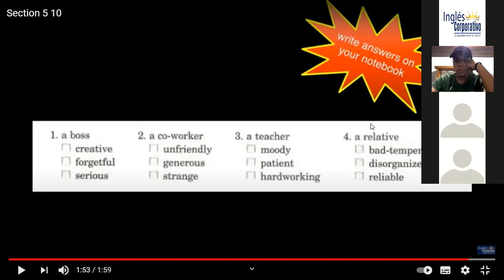Let me see who else wants to participate. Who else? Yeah, teacher, me. Okay, go ahead, sir. I think that I am a reliable person because you can tell me whatever you want. You can tell me your secrets, or I don't know. I mean, we can talk a lot and I will never betray you. Excellent, excellent. That means that you're a good friend.